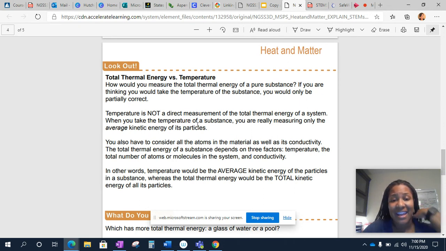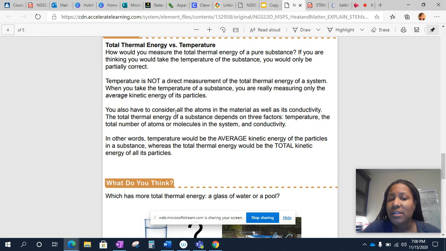Temperature is not a direct measurement of the total thermal energy of a system. When you take the temperature of a substance, you are really measuring only the average kinetic energy of its particles. You also have to consider all the atoms in the material as well as its conductivity. The total thermal energy of a substance depends on 3 factors, guys: temperature, the total number of atoms or molecules in the system, and conductivity.